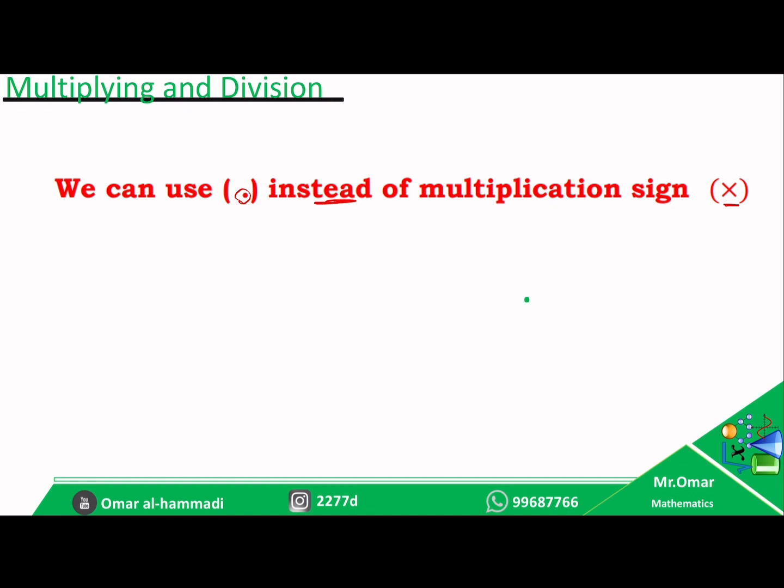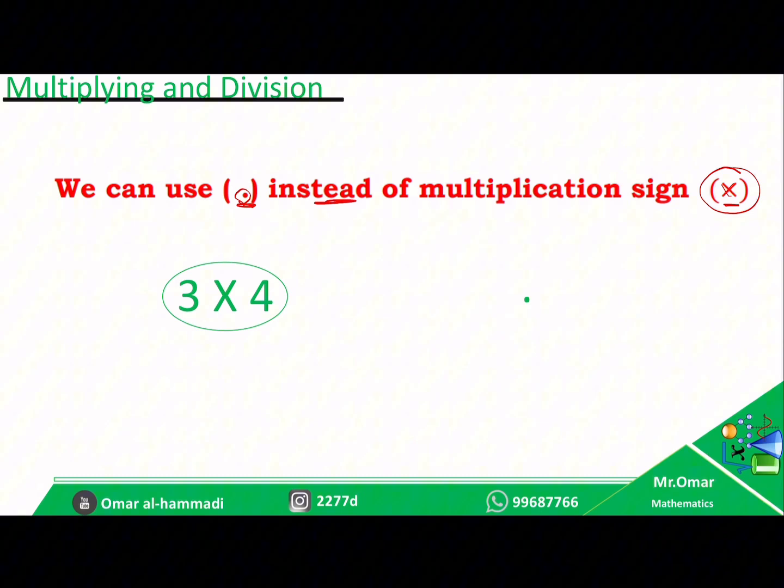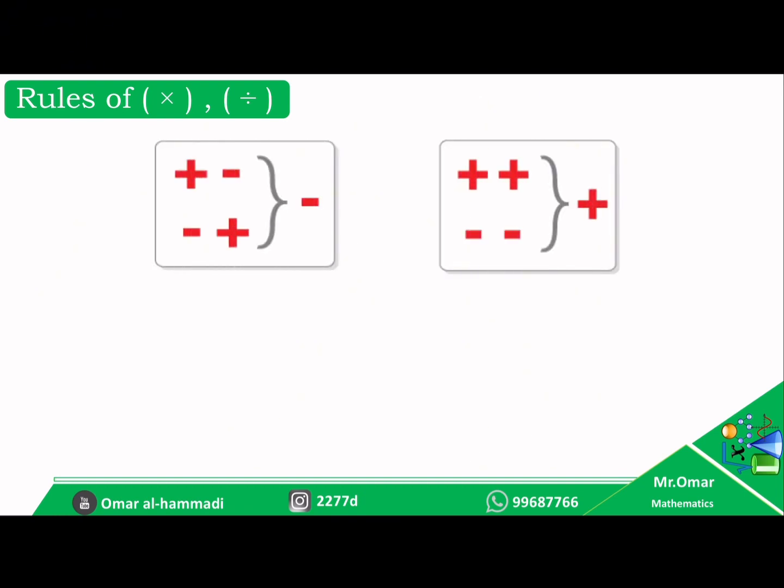Okay, multiplying and division. Now we have multiplying and division. First of all, we can use a dot instead of the multiplication sign x. Instead of using this one, we will use a dot. For example, 3 multiplied by 4 is the same thing as 3 dot 4.